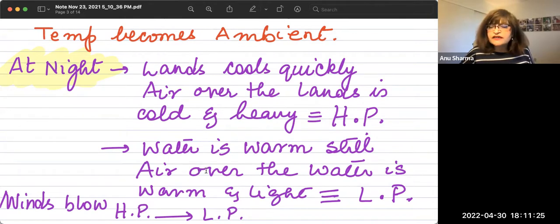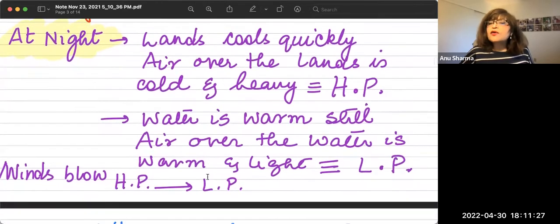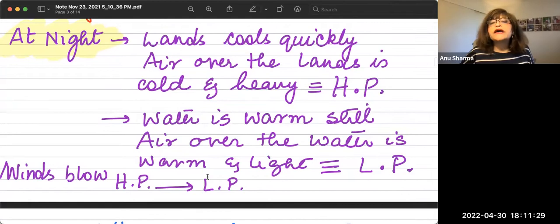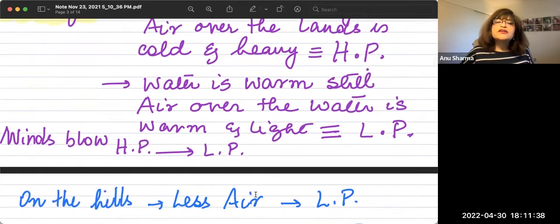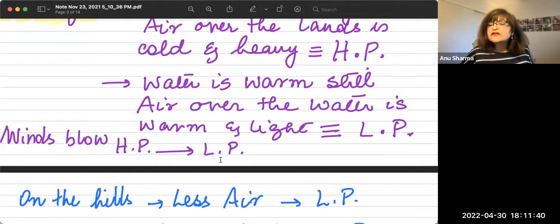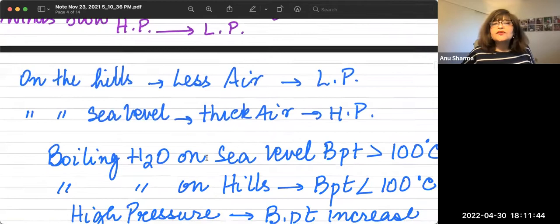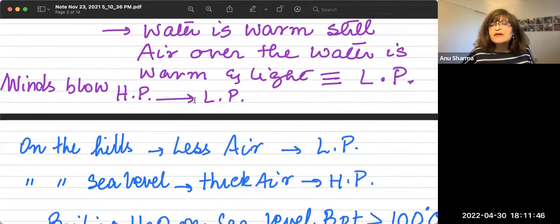Now, water is still warm. It takes very long for the water to cool down at nighttime, so the air is going to remain warm. Warm air is light air, so a region of low pressure. Light is low pressure. So the winds blow from the land to the ocean, high pressure to low pressure. When that happens, again, the temperature becomes ambient.